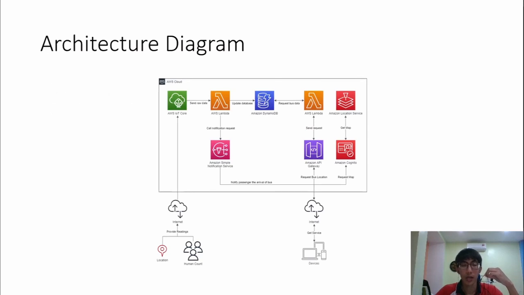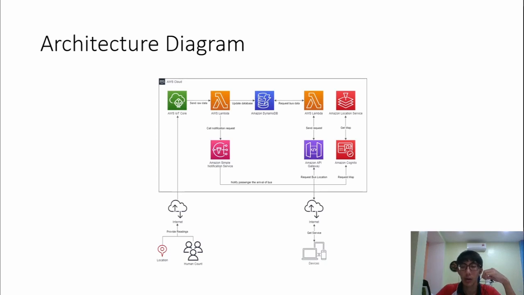This is the smart bus tracking system architecture diagram. It starts off with IoT devices sending location and human count data to the cloud through IoT Core, where AWS Lambda will store this information in a DynamoDB database and send notification of any arriving bus. The passenger, on the other hand, can retrieve this data through Amazon API Gateway, where AWS Lambda will return the data stored in the DynamoDB database.